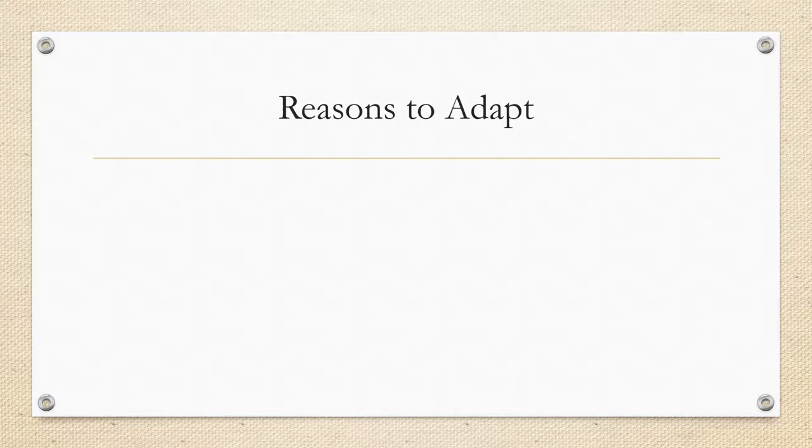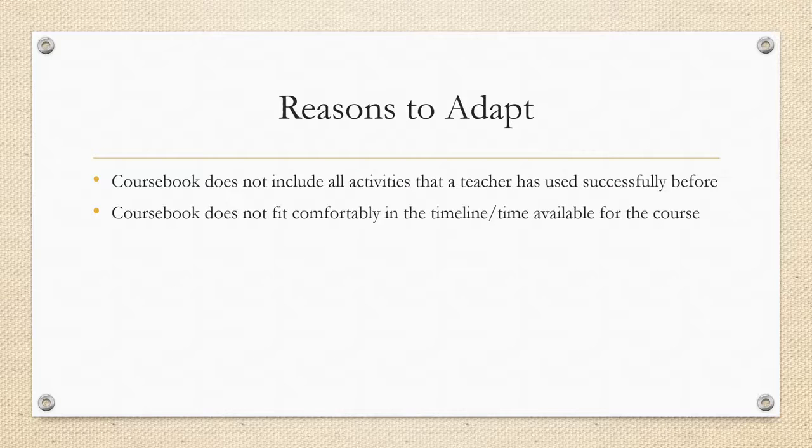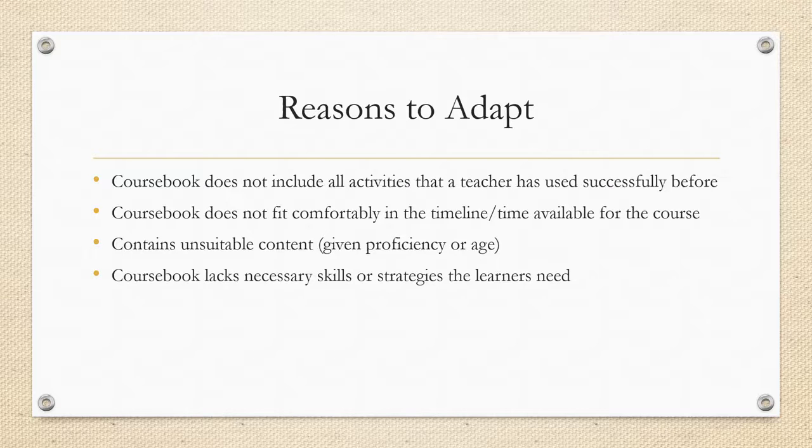So let's look at some of the reasons that you might adapt a textbook. First, if the course book does not include all of the activities that a teacher has used successfully before, that suggests maybe it needs a little more help. If the course book does not fit comfortably in the timeline or the time available for the course, right? We talked about that one. If it contains unsuitable content, given either the proficiency or the age of the students. This could also go back to the culturally appropriate content. If the course book lacks necessary skills or strategies that you think the learners really need.